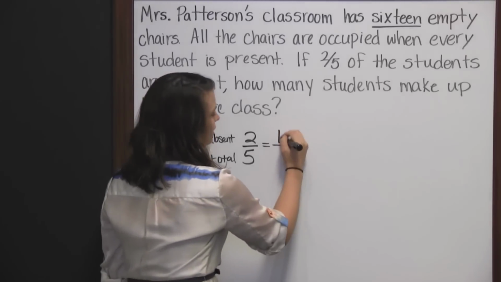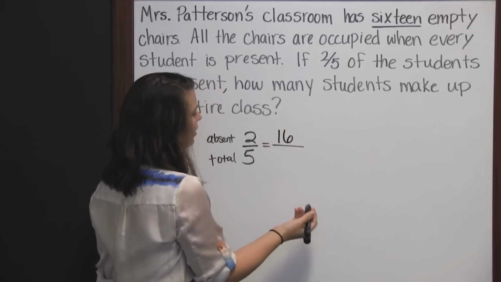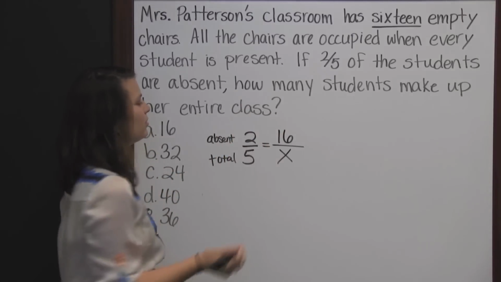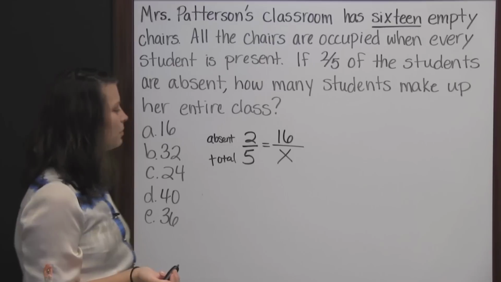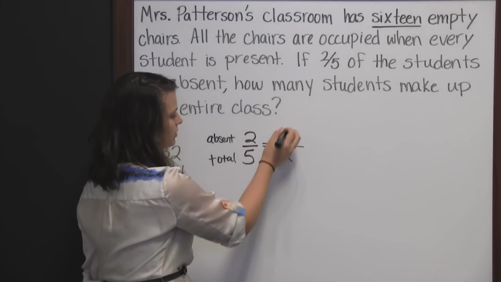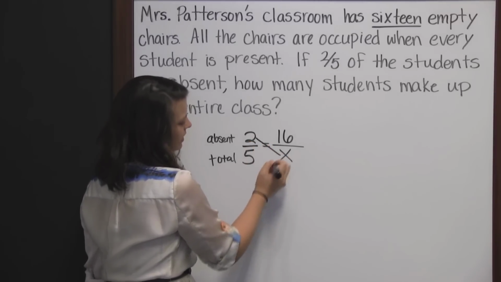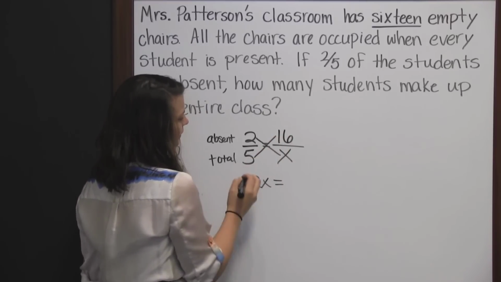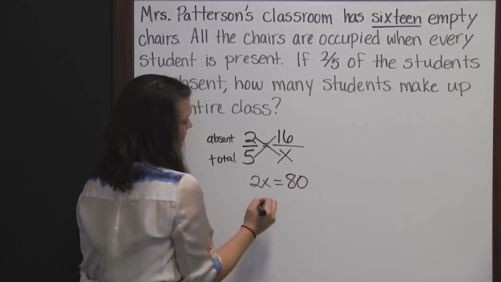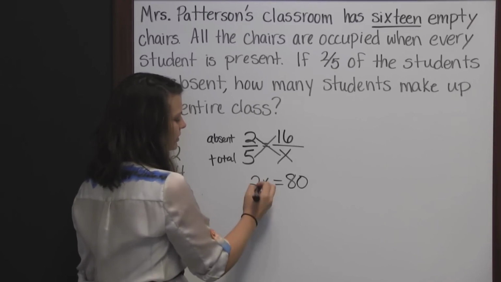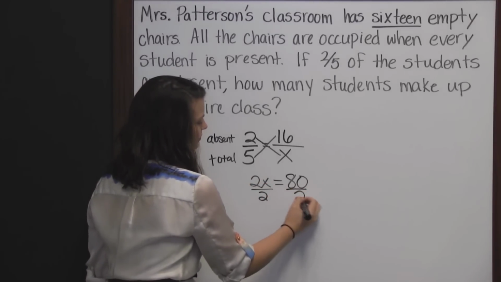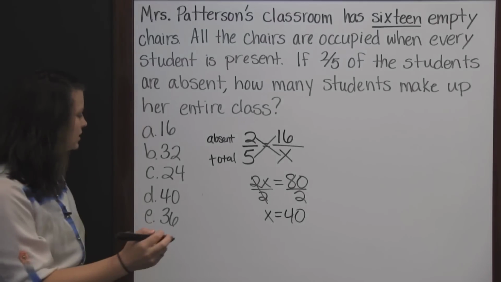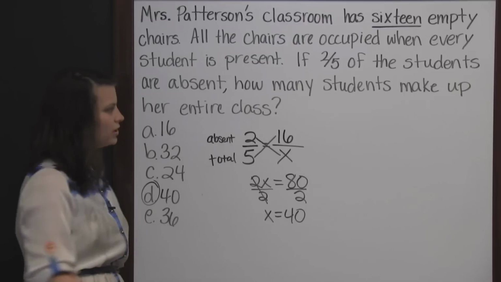So we have 16 absent students out of, and this is what we don't know, what's the total? How many students make up her entire class? And to solve a proportion, we simply need to cross multiply. 2 times x is 2x, and that equals 16 times 5, which is 80. And then we solve for x by dividing both sides by 2. And x equals 40. So that means there are 40 students in her entire class.